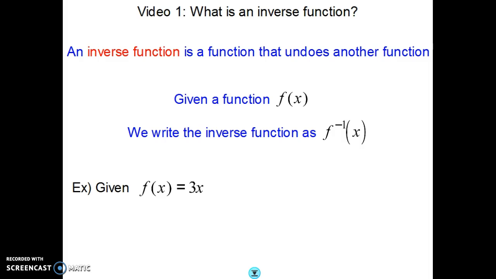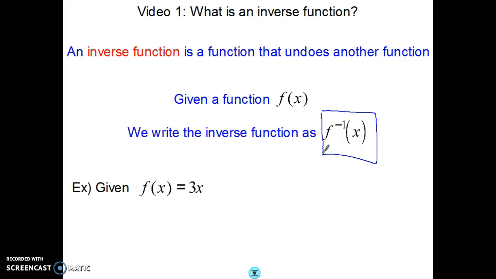So in this first video, we're going to introduce what an inverse function is, and then we'll look at a couple of graphing things. First, an inverse function is just a function that undoes what another function does. A little notation for you here. If we have a function f of x, then we write its inverse function like this, f inverse of x. Now I know that little -1 looks like an exponent. That is not an exponent. It's just the notation that mathematicians use to show that this is an inverse function.